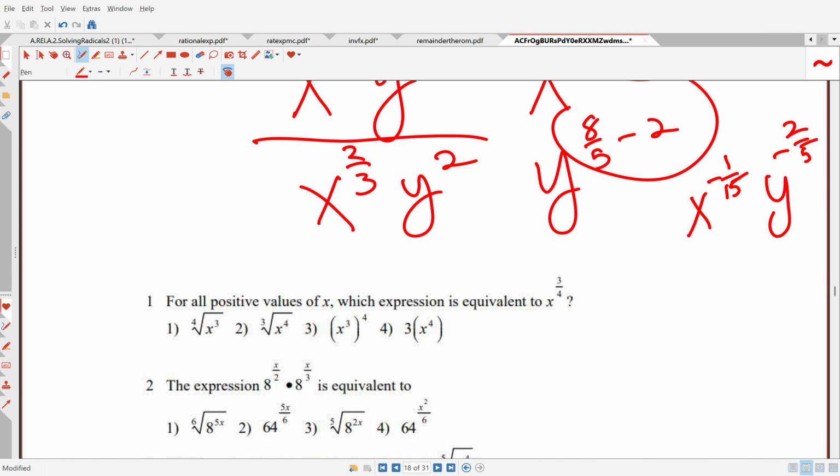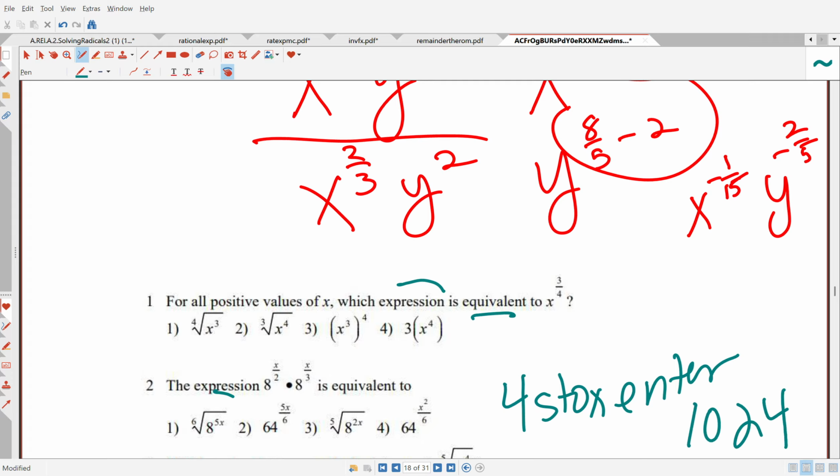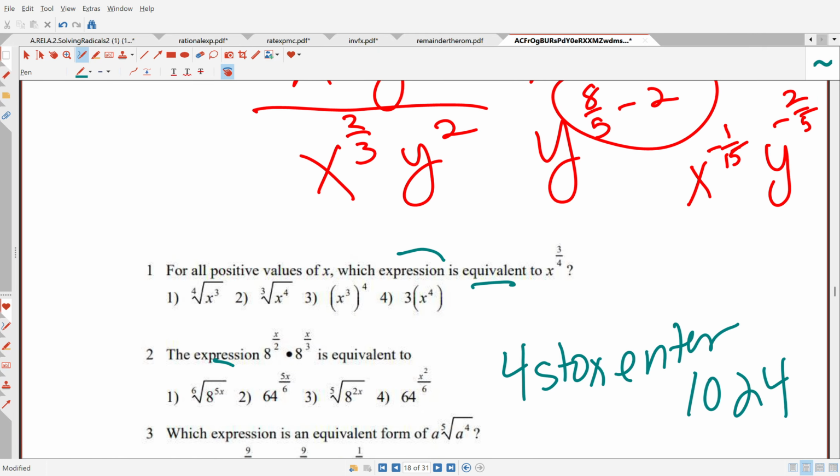Yeah, that's it. But now I want to show you, if it's multiple choice and it says expression equivalent, what are we going to do? 4 star. Yeah, let's do this nasty one. 4 star x, enter. And then we're going to plug in the original. 8 raised to x divided by 2 times 8 raised to x divided by 3. And I got 1024. Make sure you get the same thing as me.